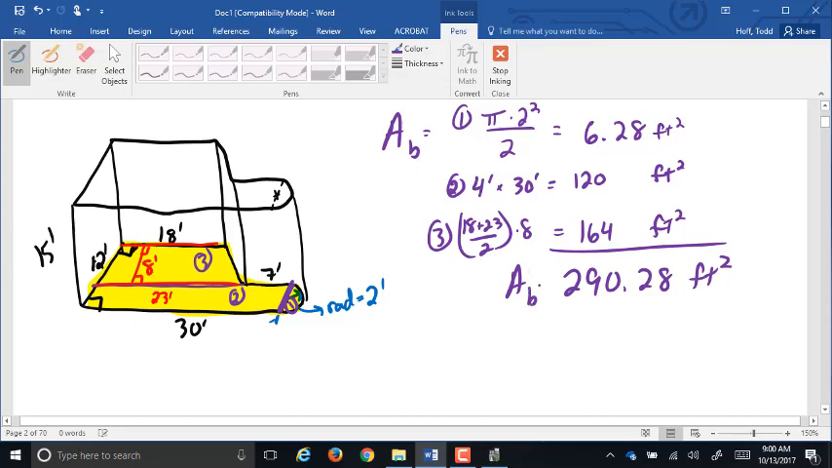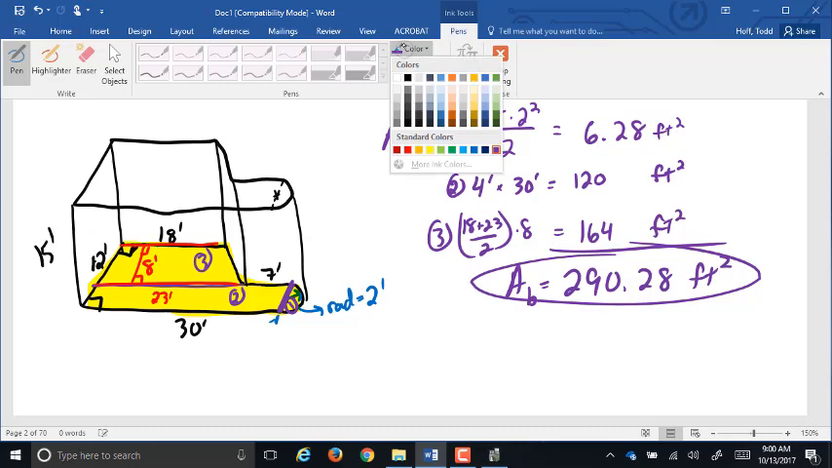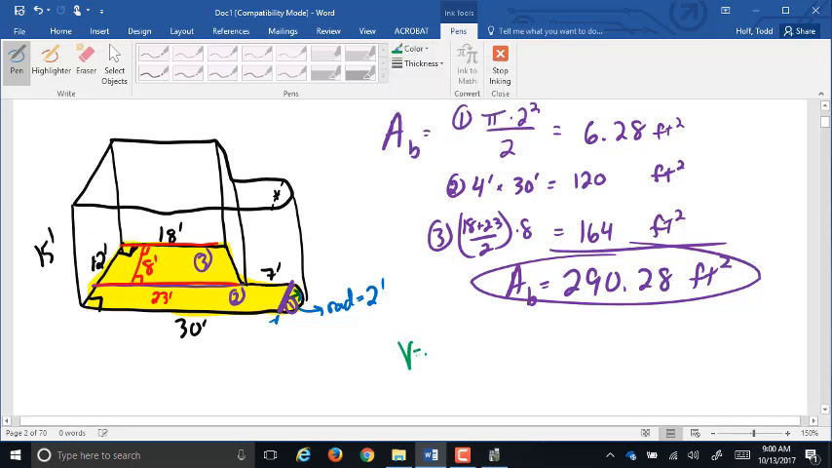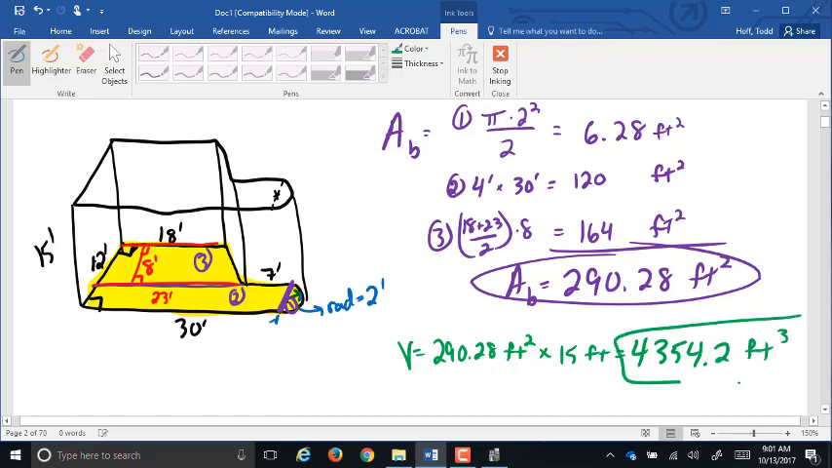Area of the base. So then for our volume, it's the 290.28 square feet times the 15 feet of height. What does that end up being? That's feet cubed. That's our volume.